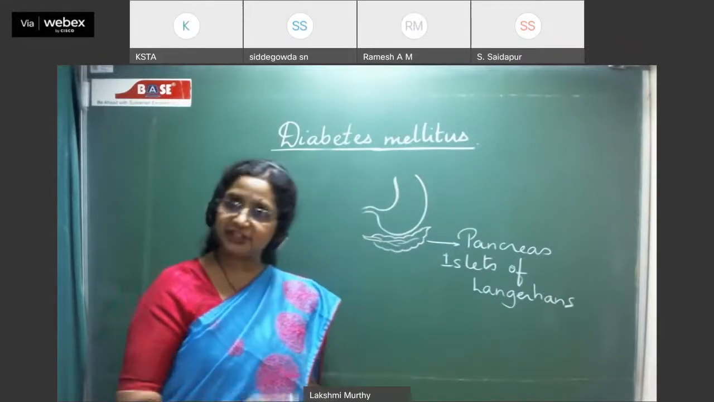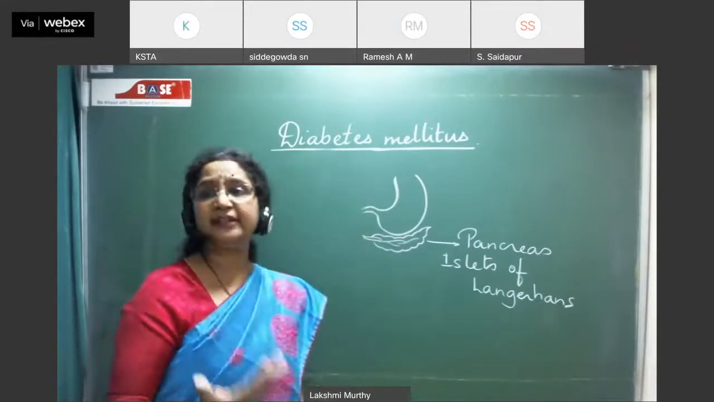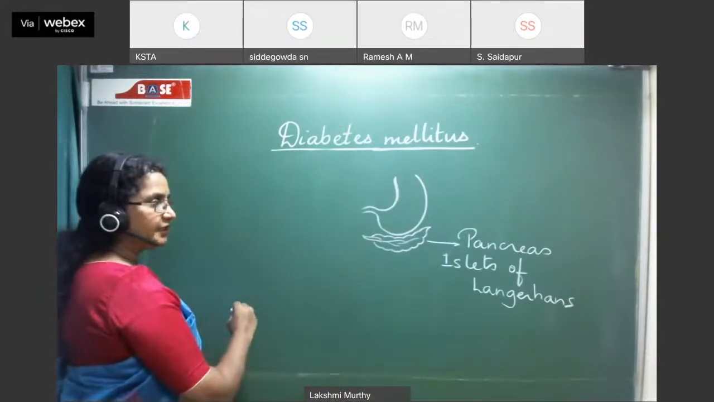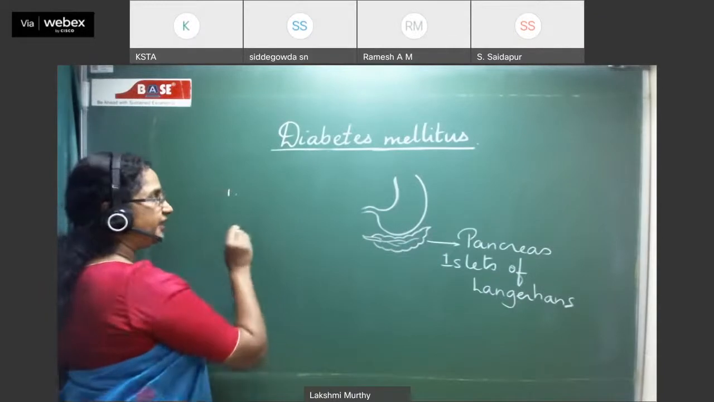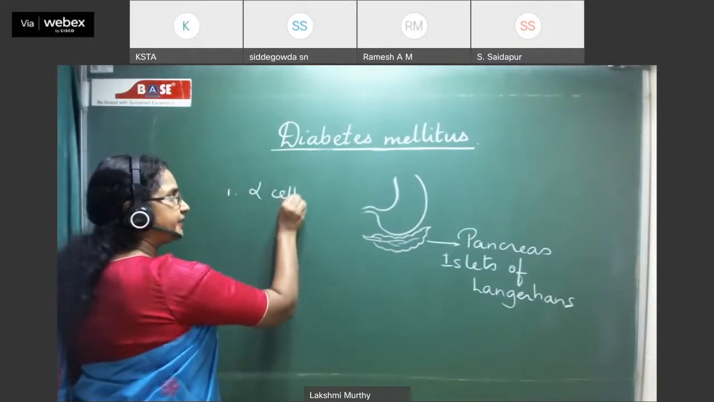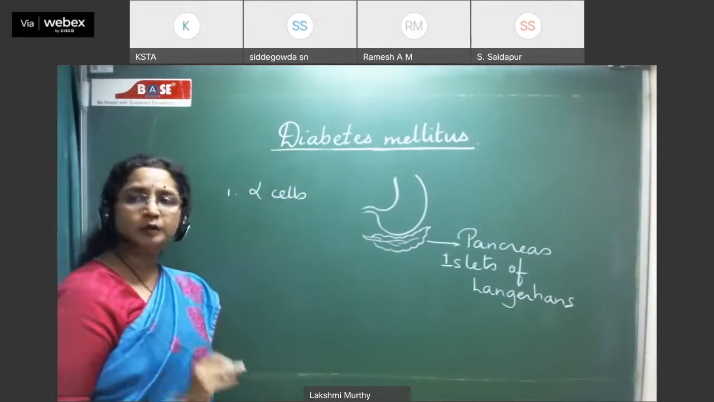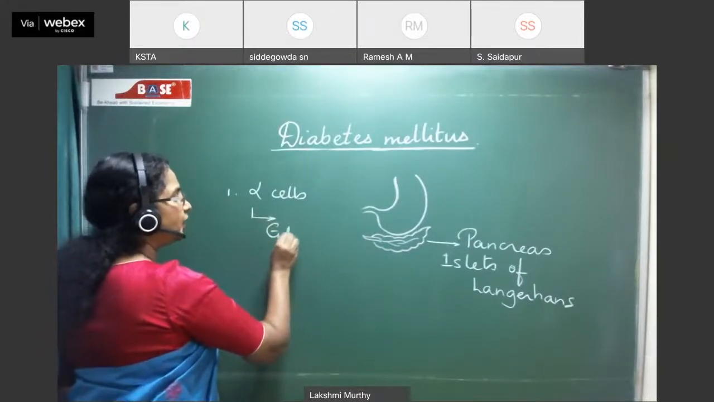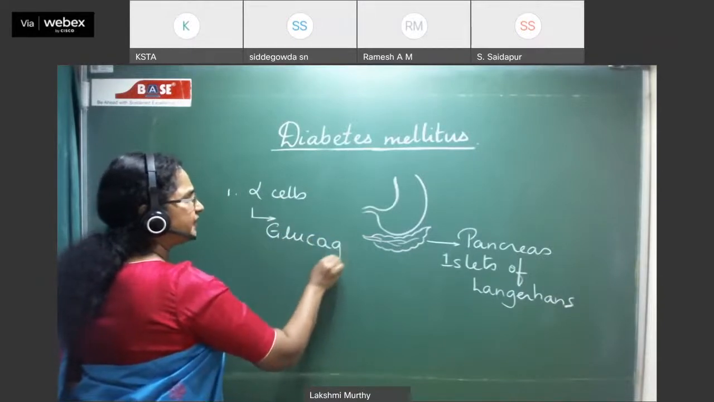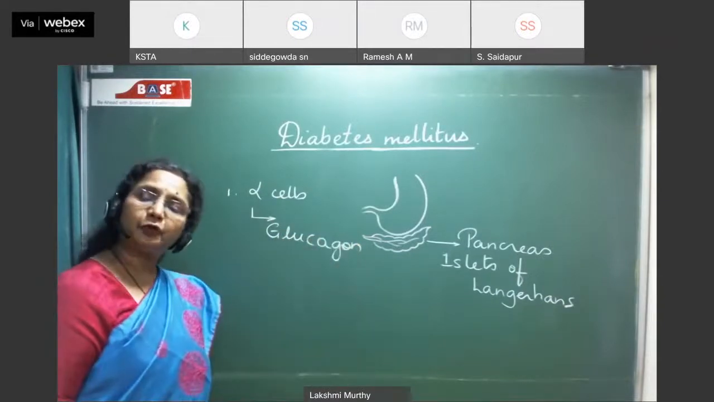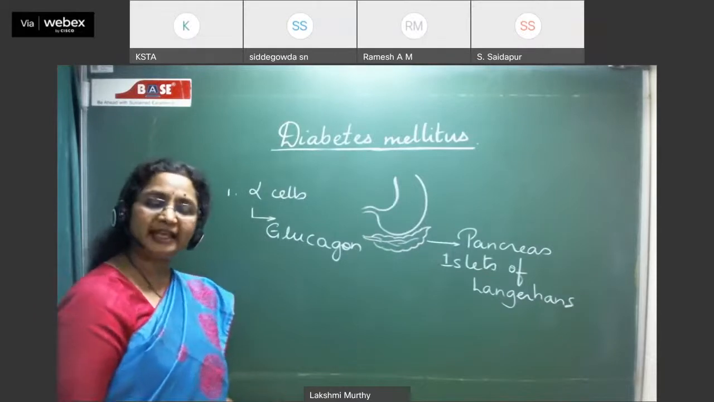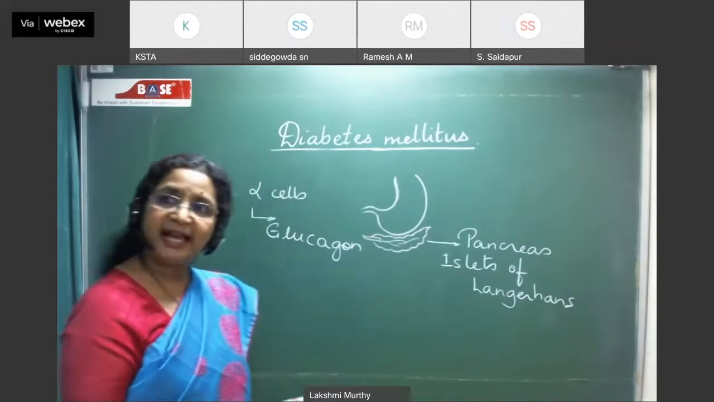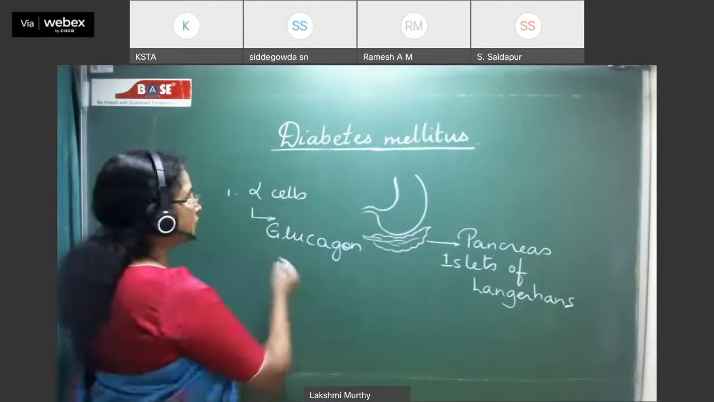The islets of Langerhans have three different types of cells. What are the three different types of cells seen in the islets of Langerhans? The first type of cells are called alpha cells. Alpha cells are also endocrine. They make a hormone called glucagon. We are not interested in this hormone right now. Of course, it is also a hormone which takes care of carbohydrate metabolism, but let us not worry about it right now. Alpha cells make a hormone called glucagon.